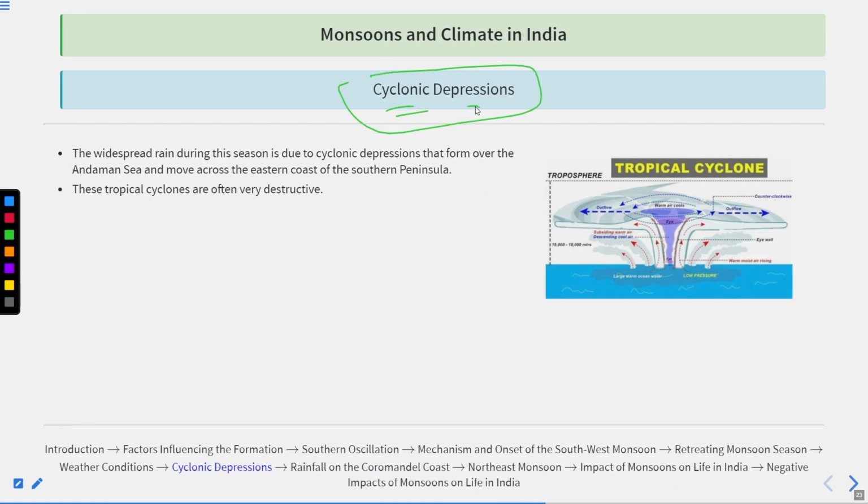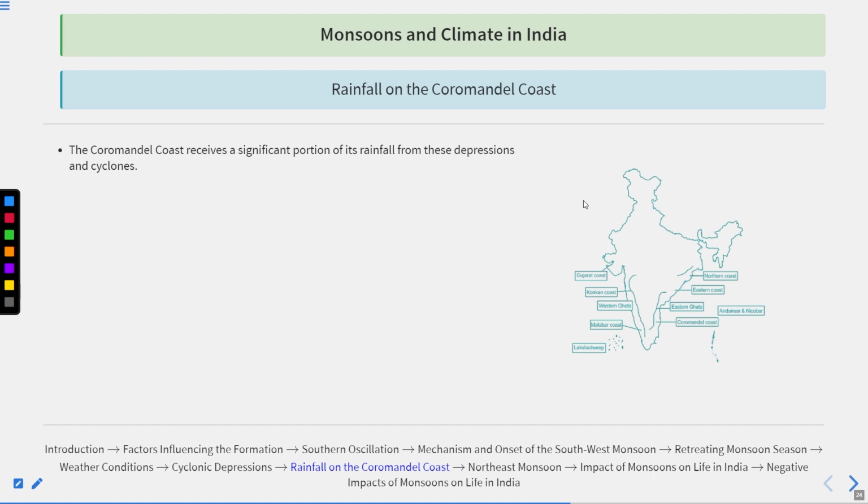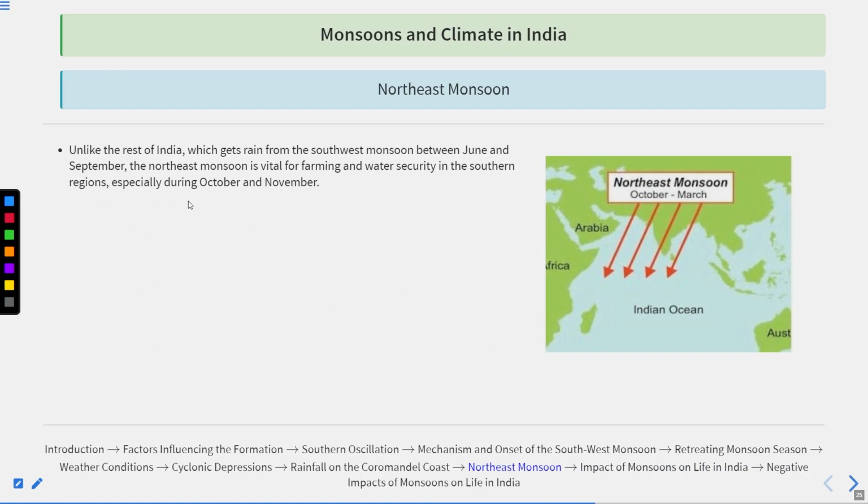Thereafter, if we talk about the cyclonic depressions, the widespread rain during this season is due to the cyclonic depressions that form over the Andaman Sea and then move across the eastern coastline of the southern peninsula. These tropical cyclones are often very destructive, as you can see here, and they cause a huge impact over the coastal regions of India. The Coromandel coast, like this, which is often called the eastern coast, and this is the Konkan and the western coast. During the retreating monsoon, the Coromandel coast received the maximum rainfall from these depressions.